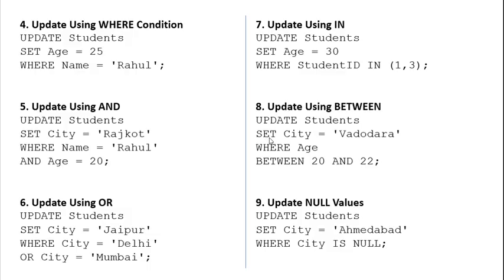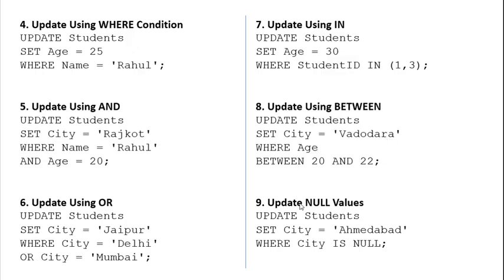Eighth is update using BETWEEN. UPDATE student, the table name, SET city = 'Vadodara' WHERE age BETWEEN 20 AND 22. So it finds the ages in the table within the range 20 to 22, and the city name is changed to Vadodara.